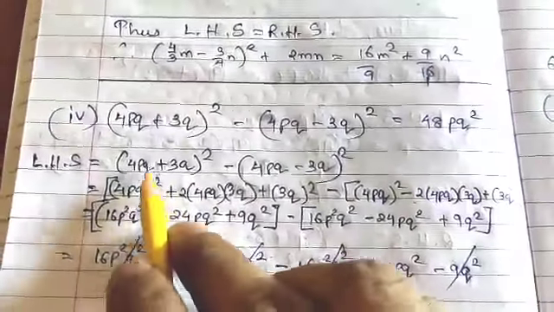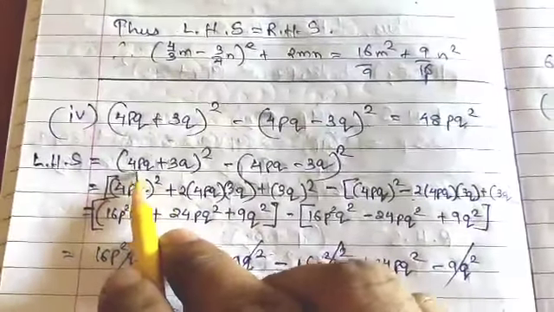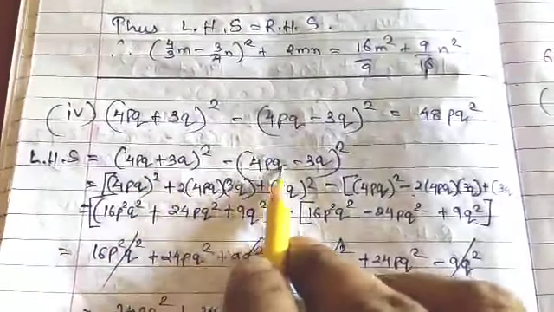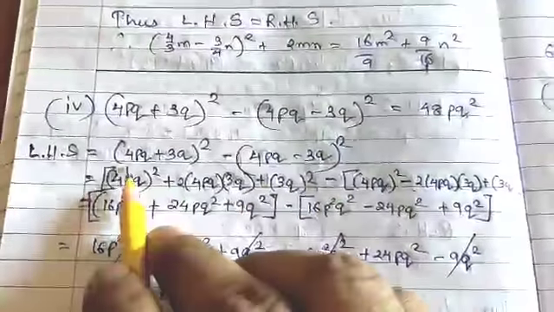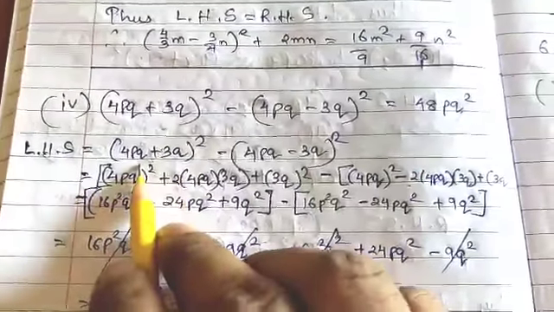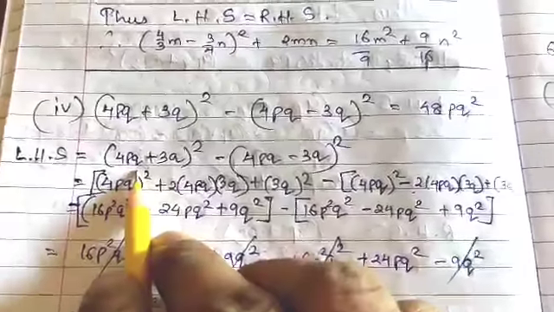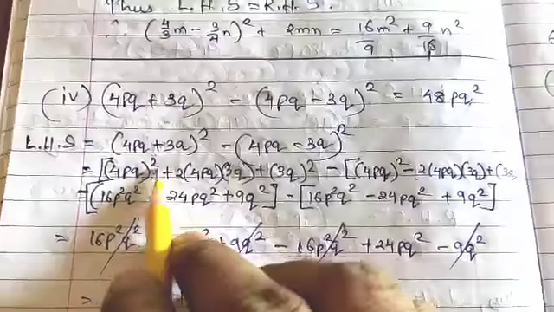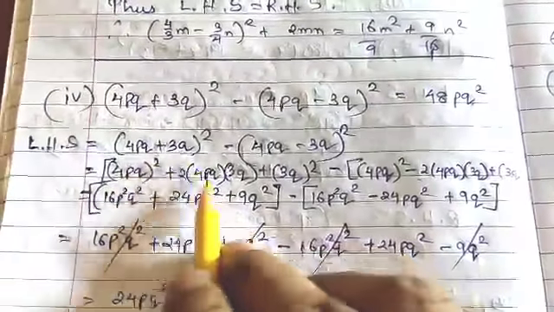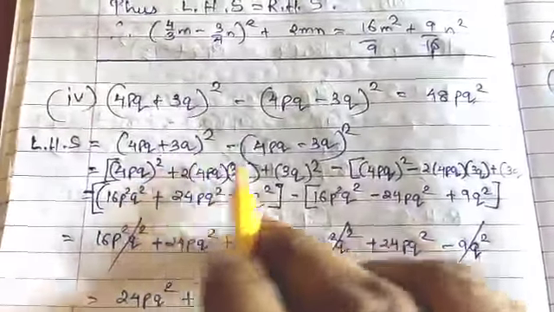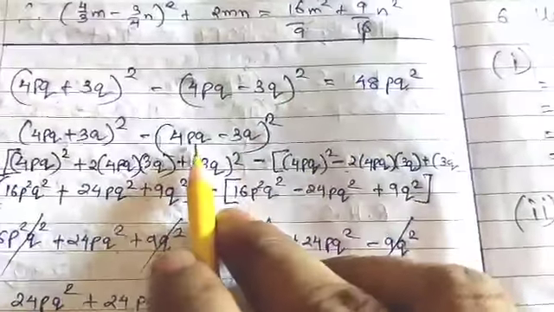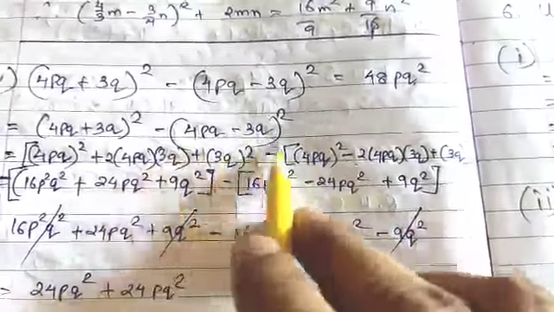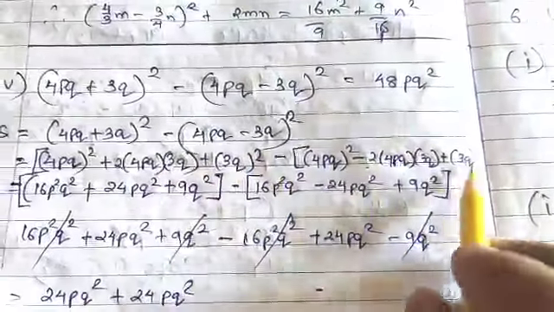So now let us start. Write down first the value of the left hand side over here, that is (4pq plus 3q) whole square minus (4pq minus 3q) whole square. Now apply the identity for this, that is a square plus 2ab plus b square. So a square means (4pq) whole square plus 2 into first term into last term, then square of last term. Then here also square of first term minus 2 into first term into last term plus square of last term.